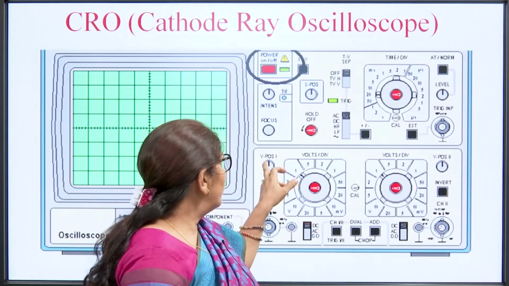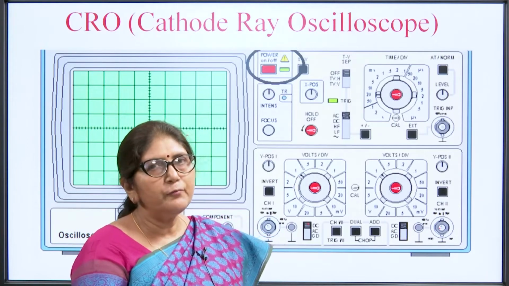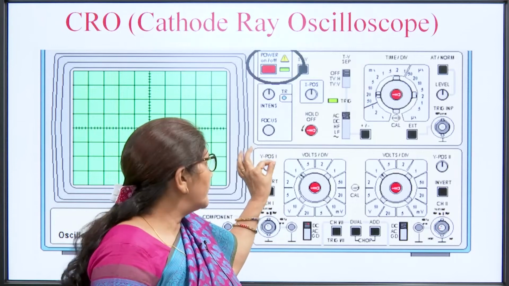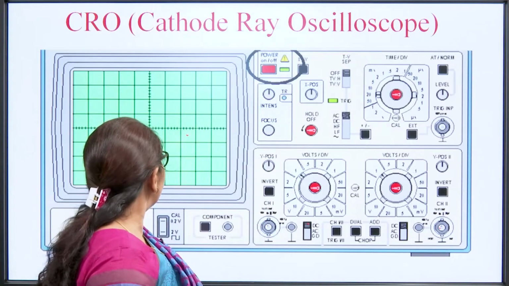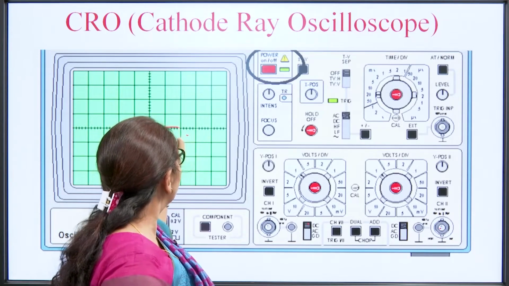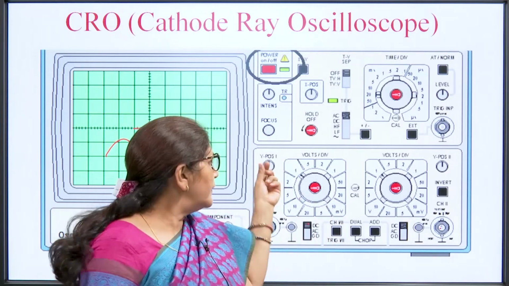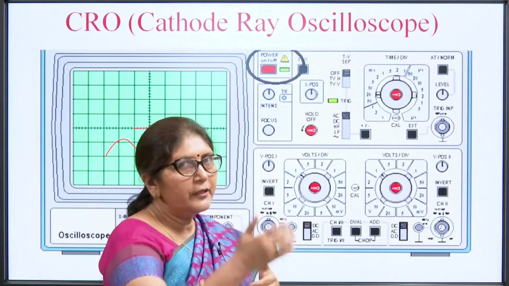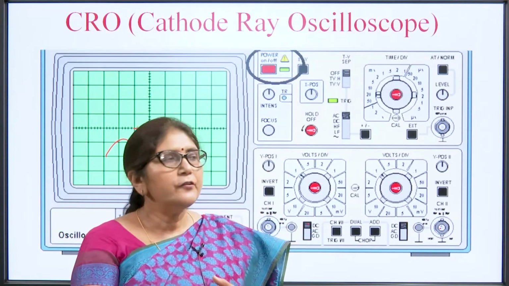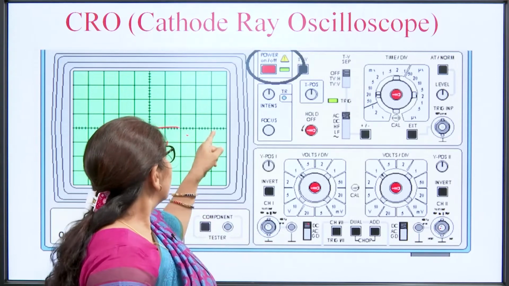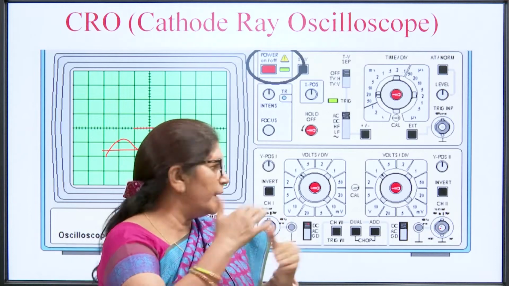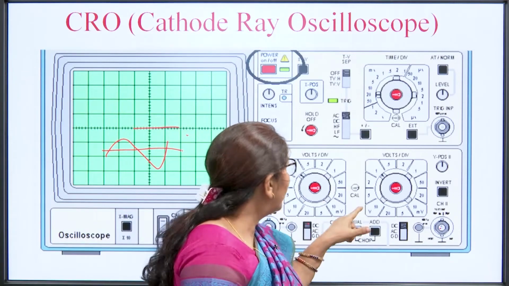Then this is one more switch, Y position. Y position means we can vary the position of the signal by varying this knob. Suppose a signal is displayed at this level and we want to display it at this position. We can vary this knob and the signal will shift upward or downward. So Y position is basically shifting the mid position of the signal in the Y direction. So, this is all about this channel.